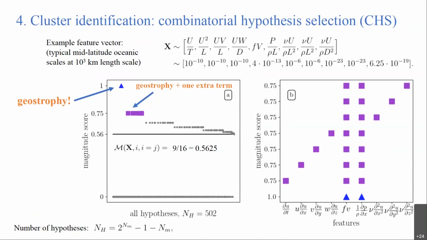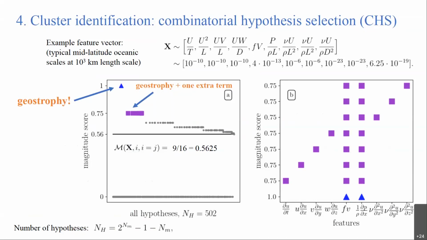So what this is showing is that the blue triangle represents where geostrophy is, the 2 terms that you're keeping. And you can see that on the plot on the right, where on the x-axis is the terms and on the y-axis is the score. So it's not exactly 1, but it's approaching 1, and it selects Coriolis and pressure gradient balance.